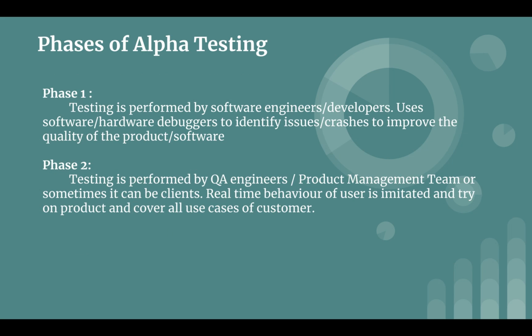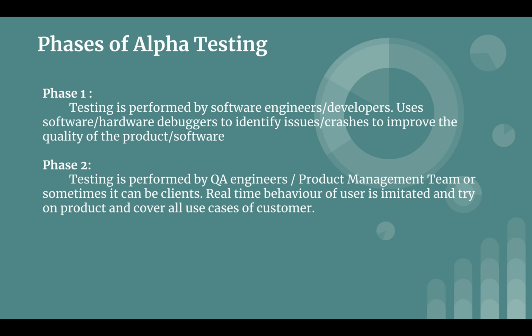Now we will learn about the phases of alpha testing. In phase 1, testing is performed by software engineers or software developers. They use different hardware debuggers or software debuggers which help us identify crashes or any issues in the initial stages of development. This helps us identify the issues quickly and also fix them quickly.